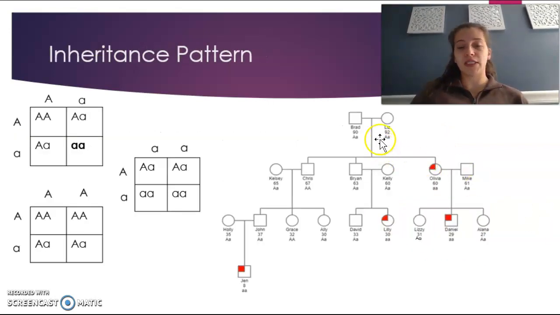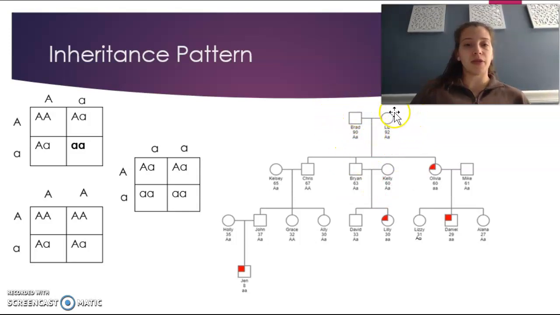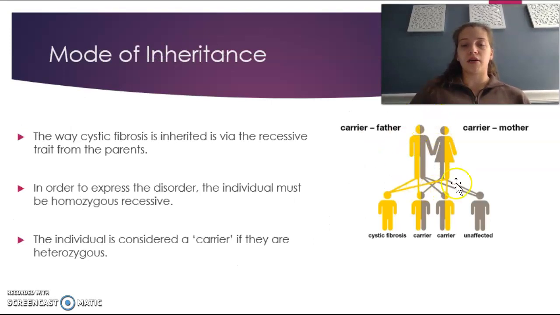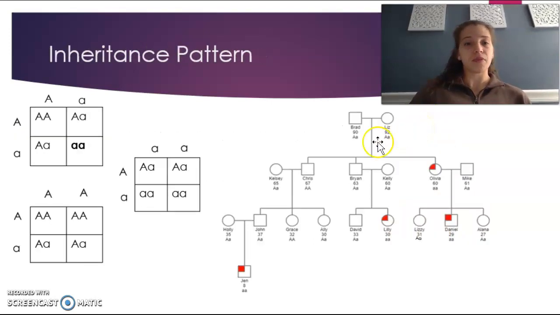So this is a very detailed pedigree, which shows the mode of inheritance throughout generations of the disorder. So these first 2 up here, Brad and Liz, are both heterozygous. Neither of them express the trait, and they are very similar to mom and dad in this picture. So they are carriers, but they do not express the trait.